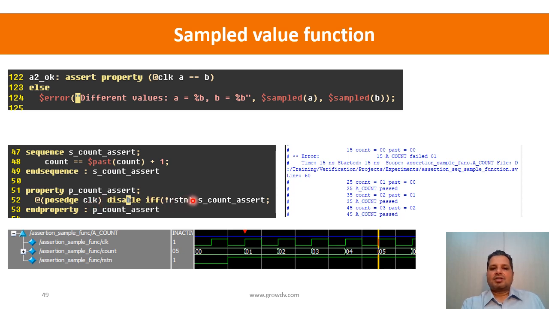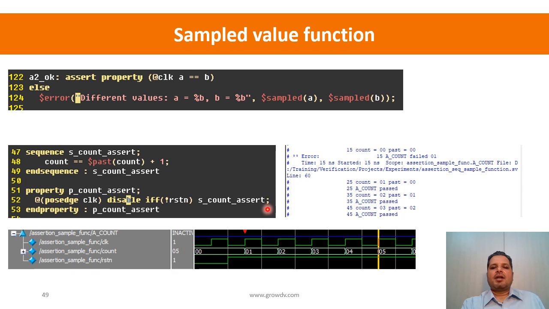As soon as this condition becomes true, then your property evaluation is stopped, and even if the property is in progress, the evaluation is stopped when you see the disable iff condition becoming true. So while the reset is asserted, these various sequences or conditions might not hold true, so you can use the disable iff and then pass on a condition where you do not want the property to be evaluated.